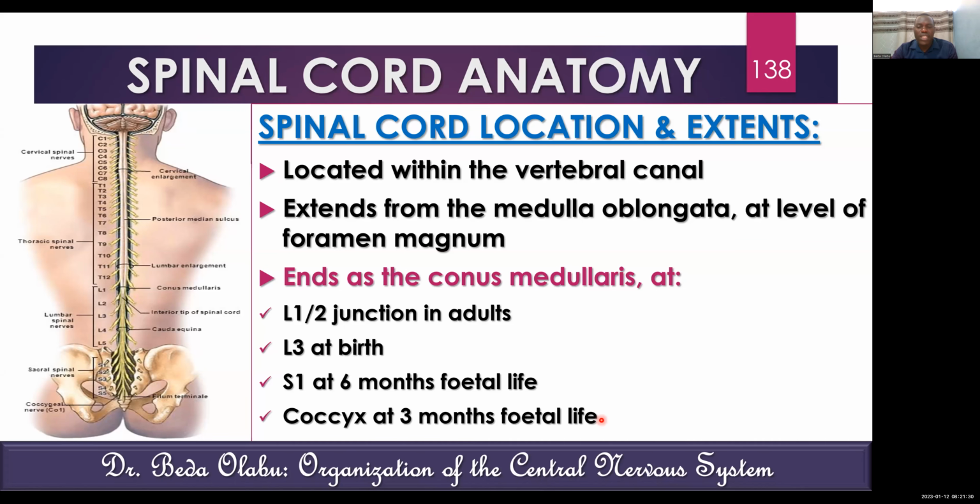And in the beginning, it actually extends the whole of the coccyx up to the 3rd month. The understanding we have about this is that the spinal cord grows slowly compared to the vertebral column. So the vertebral column outgrows the spinal cord. That's why the spinal cord appears to shorten as we grow.